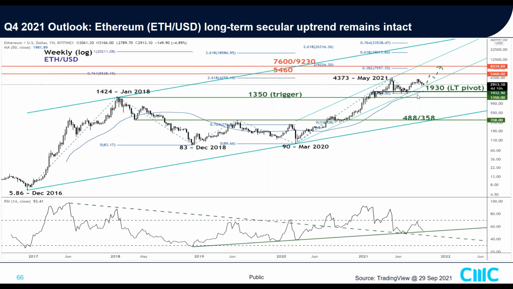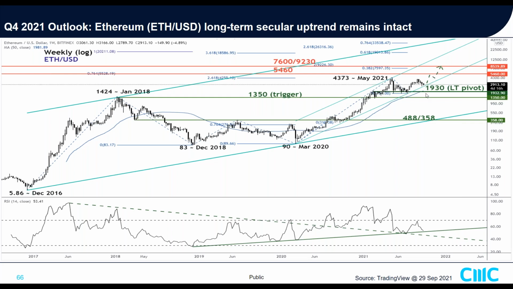And also the 50-week MA, which is converging at 1930. So as long as this level holds, we could actually see a test towards the next resistance at 5460, then above it 7600, 9230, which is determined by a confluence of Fibo expansion levels. The current all-time high was 4373 in May 2021. At this moment, this is the bullish move here.